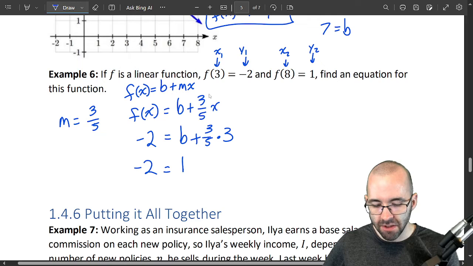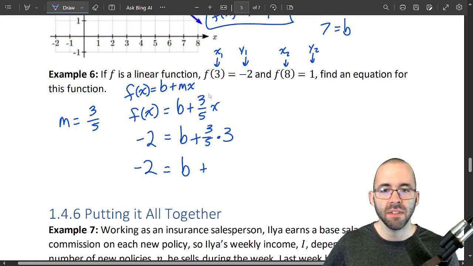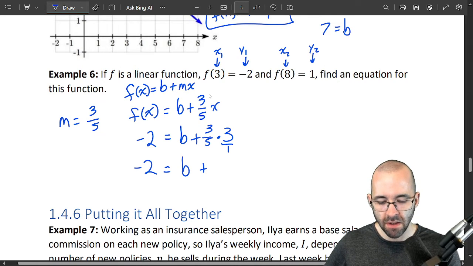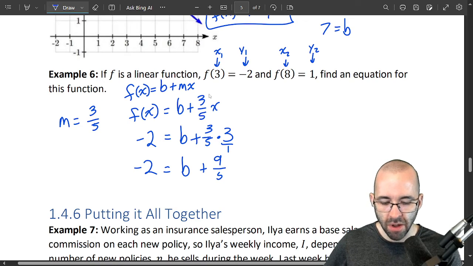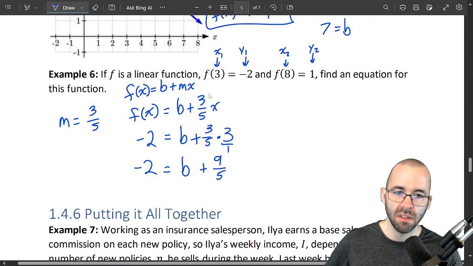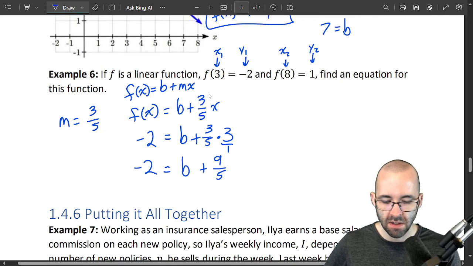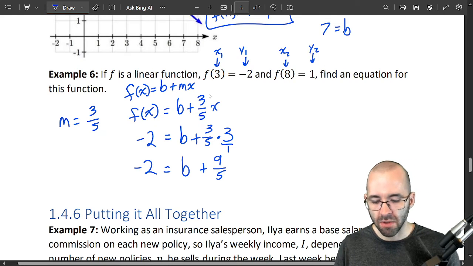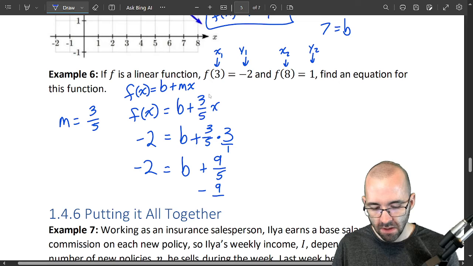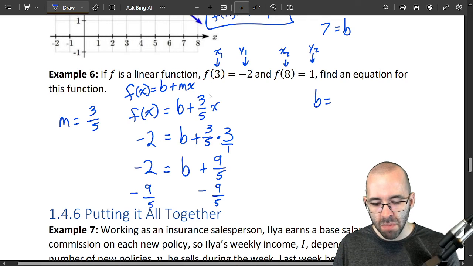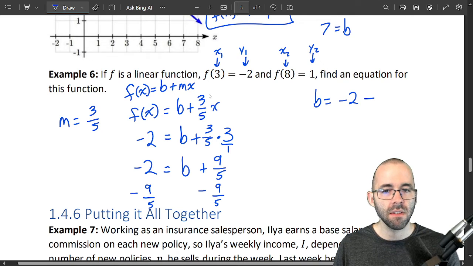So let's simplify first. b plus 3/5 times 3. That's 3/5 times 3 over 1. Multiply those numerators, multiply those denominators. And then we can subtract over 9/5. Now we're going to get that b is equal to -2 minus 9/5.